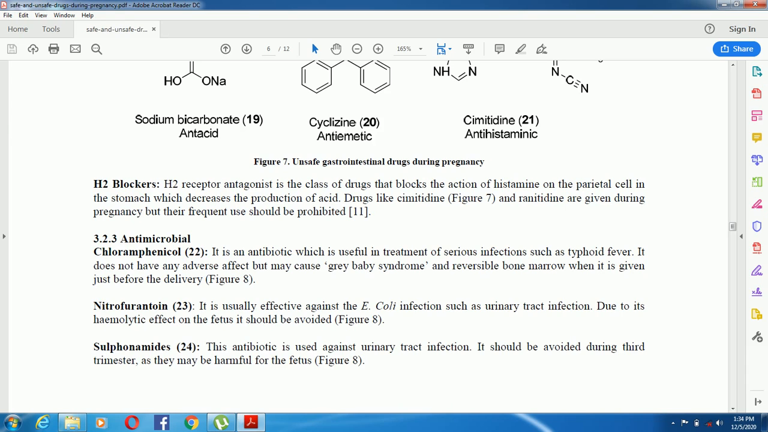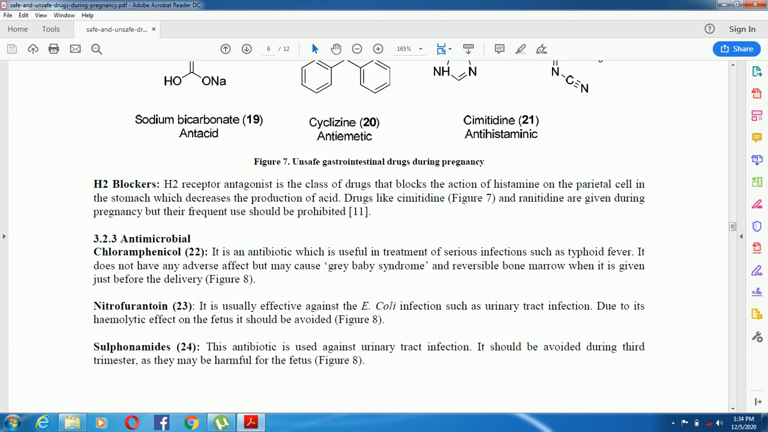Nitrofurantoin is another agent, usually effective against Escherichia coli infection such as UTI, urinary tract infection. Due to its hemolytic effect on the fetus, it should be avoided. Nitrofurantoin cannot be used during pregnancy.